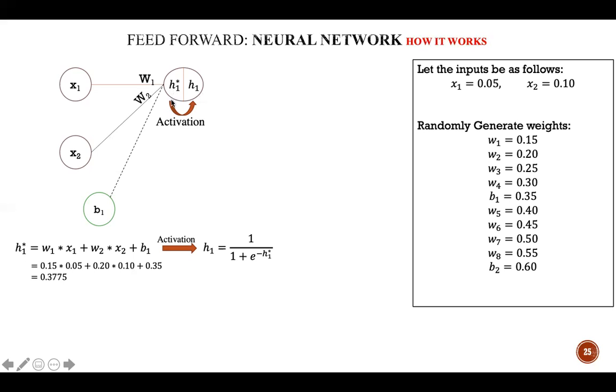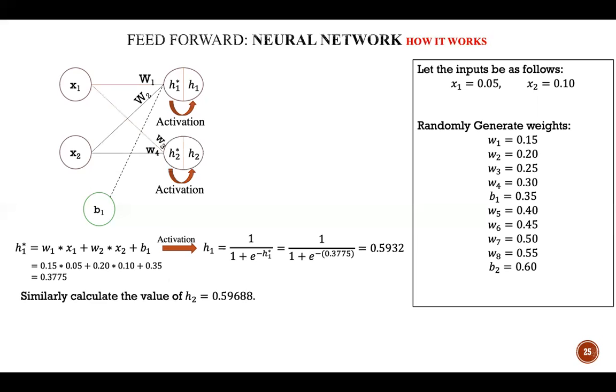Now H1 star needs to go through the activation to give you the value of H1. So what is the activation as we have defined in the previous slide? H1 is equal to 1 divided by 1 plus e to the power minus H1 star. What is the value of H1 star? We have calculated it, it is this number. Instead of H1 star, you substitute that number, do your calculation and division, and you get this number. And this is the value of H1.